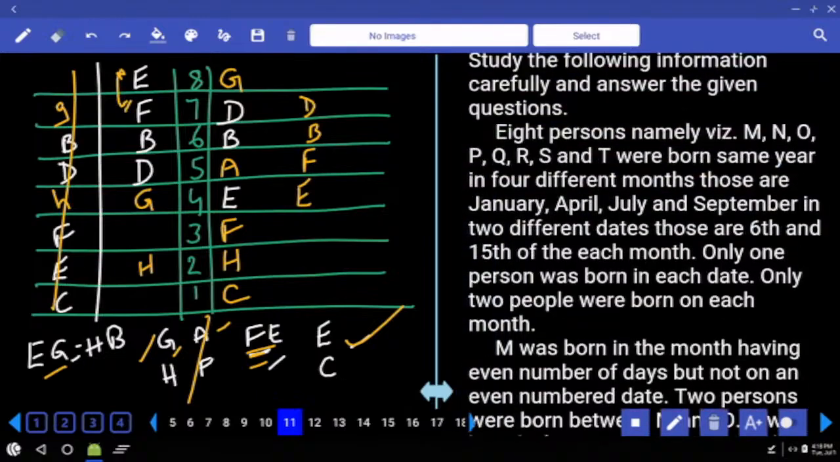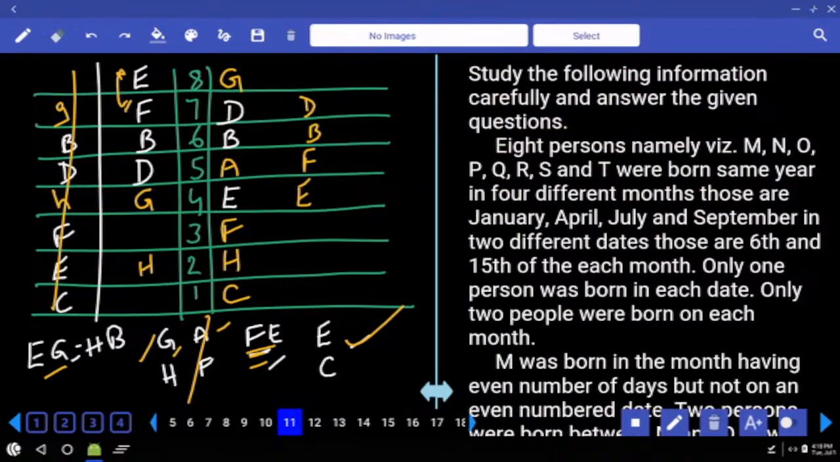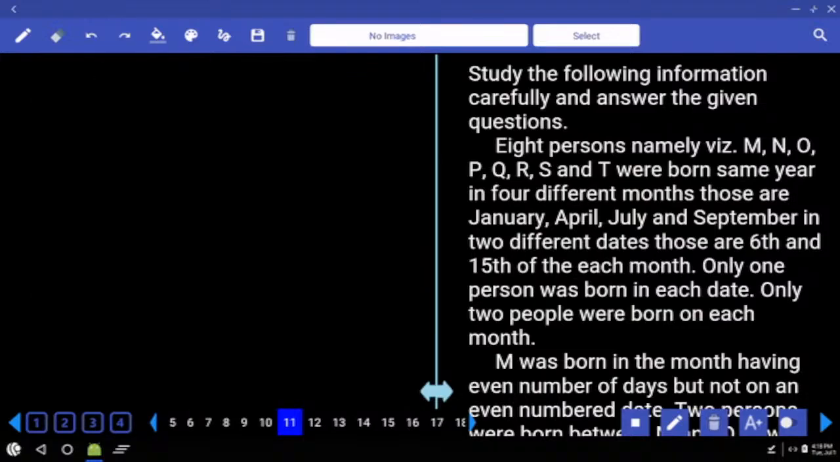Now in this 11 to 15, 8 persons were born in the same year, in 4 different months and 2 different dates. Months and dates are the first priority. Now question numbers 11 to 15. How many persons are there? 8 persons: P, Q, R, S, T, M, N, O.